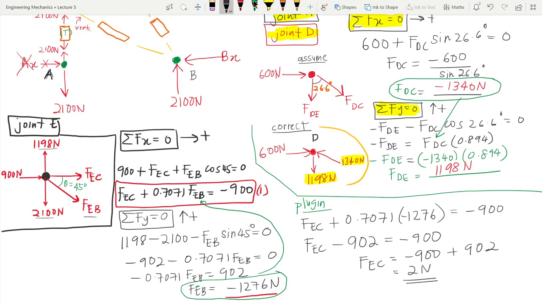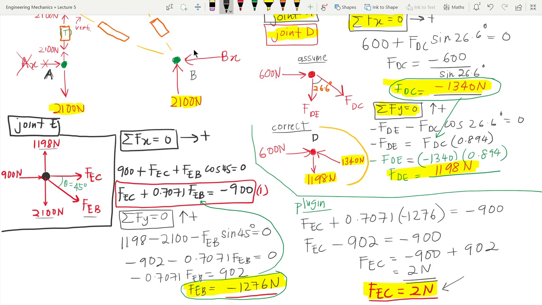So isn't that strange? What is strange? This one. FEC is equal to 2 newton. Where is our FEC? Look at the rest of the problems. FDE, what do we get? 1198. FEB, what do we get? 1200. Suddenly FEC is strange. Others get thousands, 1200, FDC, others get 1300, 2100, 2100. And one of them gets 2 newton.